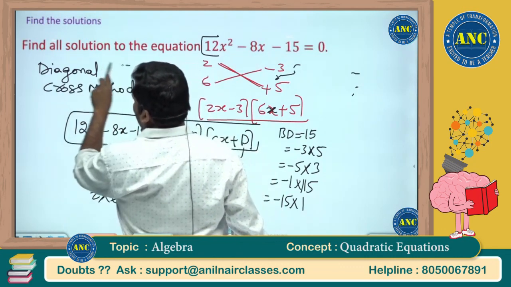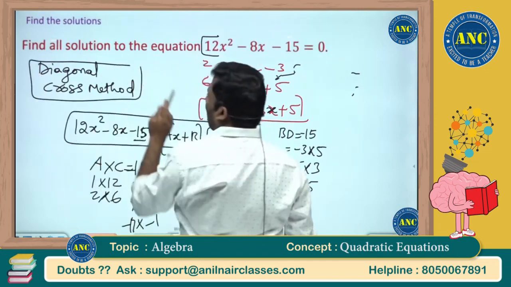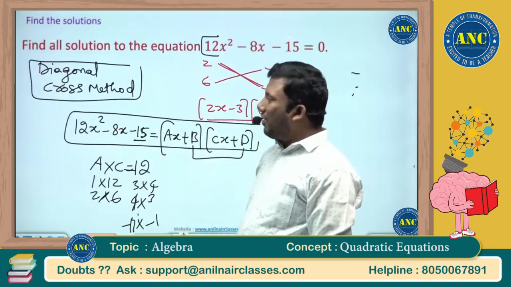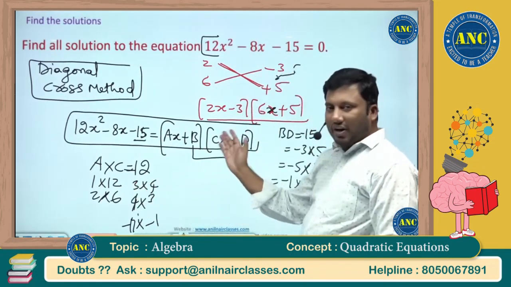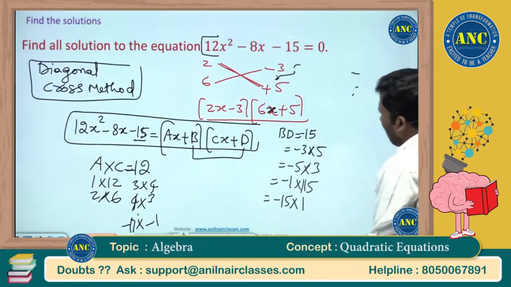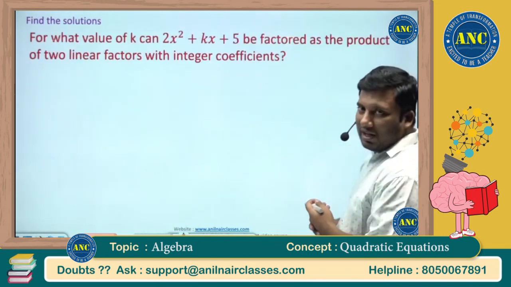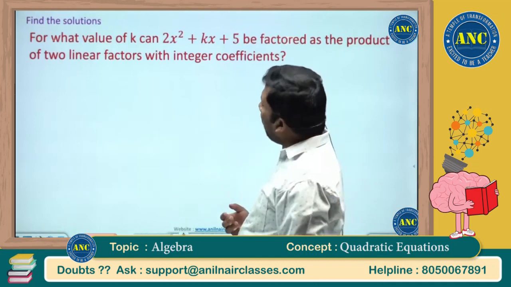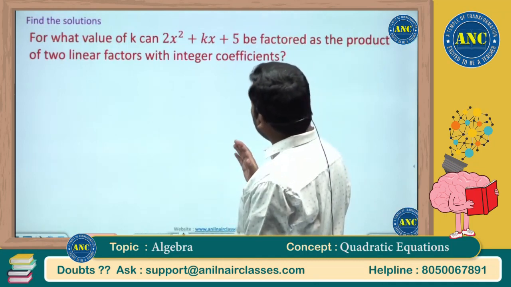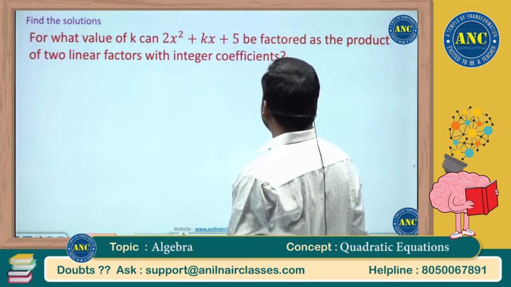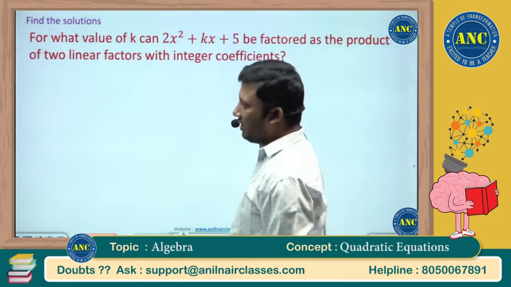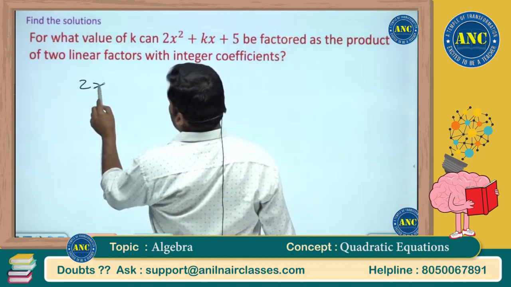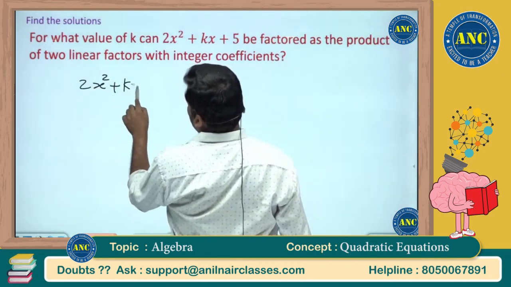Diagonal cross method is a very interesting way of factorizing a quadratic expression. I hope the proof is clear. From there, try to find which value will satisfy. Idea is clear, right? Next one. Now this is another similar question. For what value of k can 2x square plus kx plus 5 be factorized as the product of two linear factors?